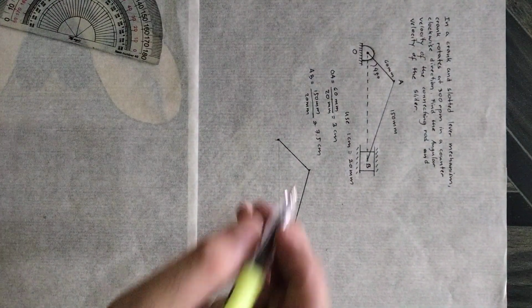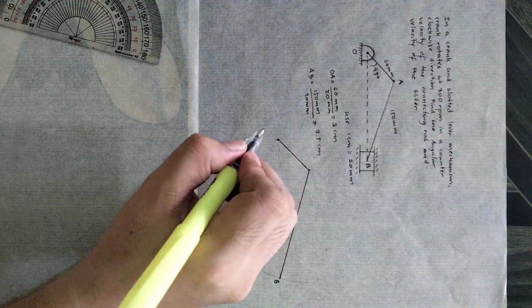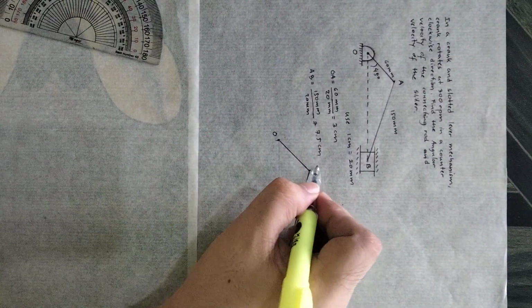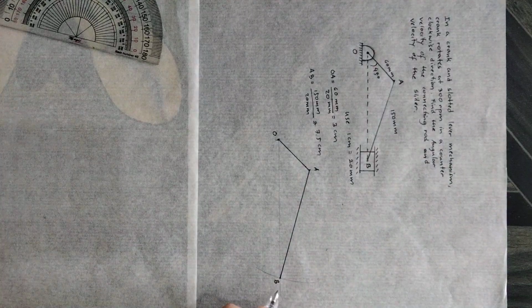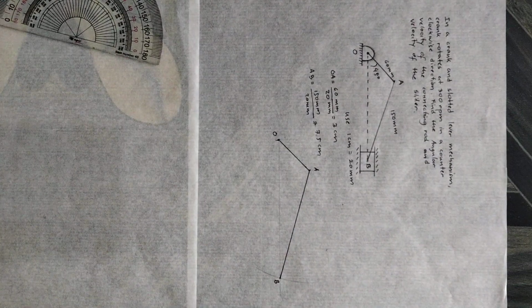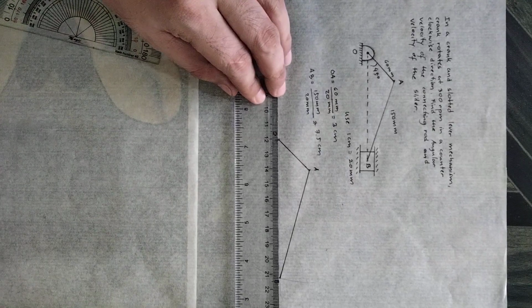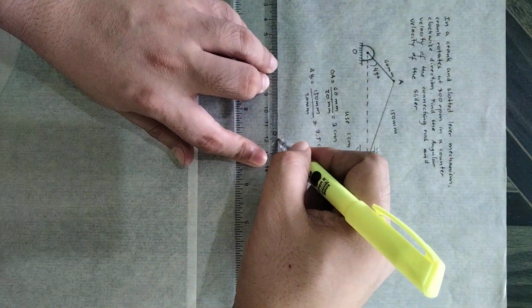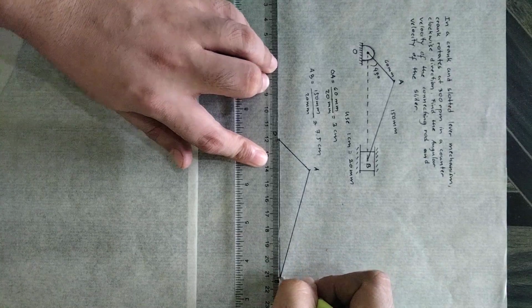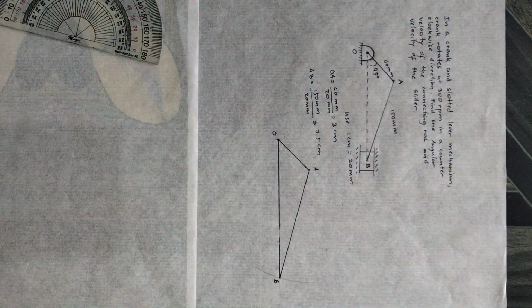Okay, so now we have the space diagram. This is point O, this is point A, and point B. Okay, so you can create another one if you want. This is the first, considered as one.